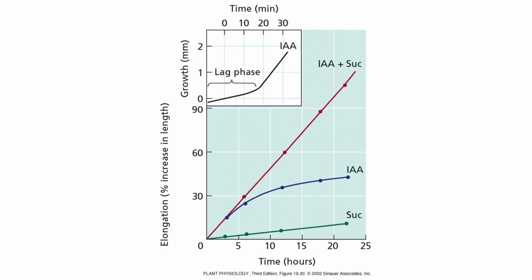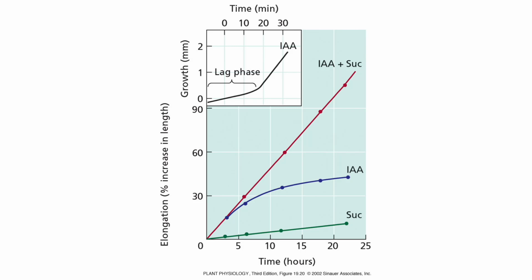When sucrose, shown here as SUC, is included in the medium with IAA, the response can continue for as long as 20 hours. Sucrose prolongs the growth response to auxin mainly by providing osmotically active solute that can be taken up for the maintenance of turgor pressure during cell elongation. Potassium chloride, or KCl, can substitute for sucrose.